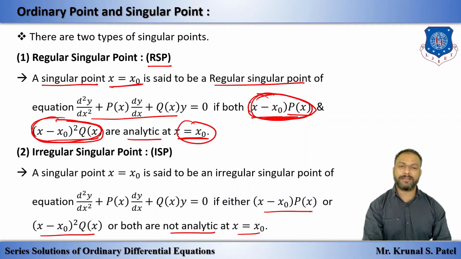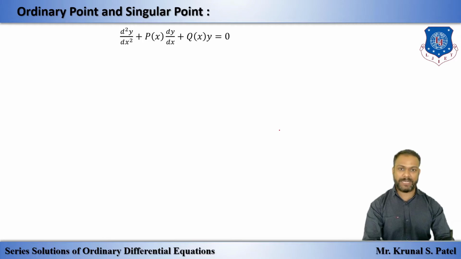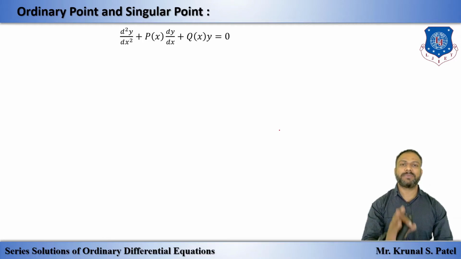So whenever a question is asked, you have to concentrate on which point you have to find, or if it is already asked to classify the points, that means classify the singularity, then we have to find each and every point: ordinary point, singular point, and if it is a singular point, then we have to check whether it is RSP or ISP. So I have made one chart for you, which you just have to remember, and this chart will help you to solve the example.